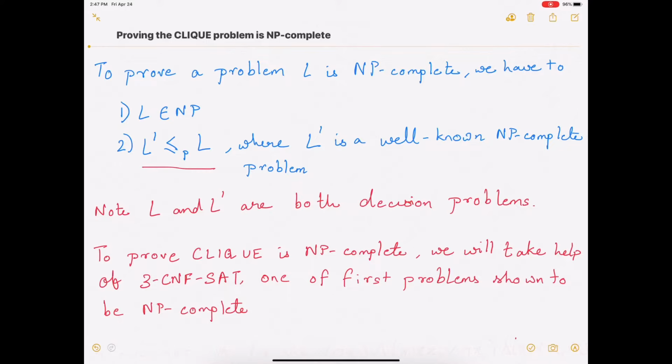Another very important thing to know about NP-complete problems is that both L and L prime are decision problems. They are not optimization problems, they are both decision versions of the problem. Now, if you don't know what a decision problem is, I discussed this in the earlier video in this playlist. Now, to prove that the CLIQUE problem is NP-complete, we are going to take a well-known NP-complete problem, that is 3CNF SAT, and reduce that to CLIQUE. So that's what we are going to do here.